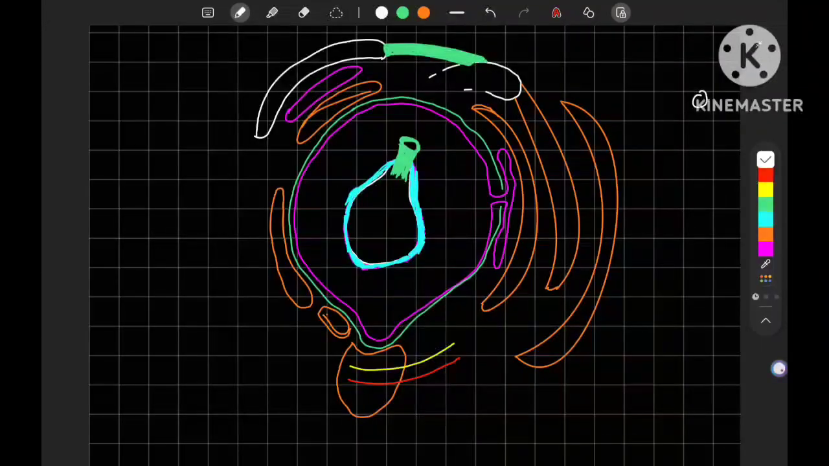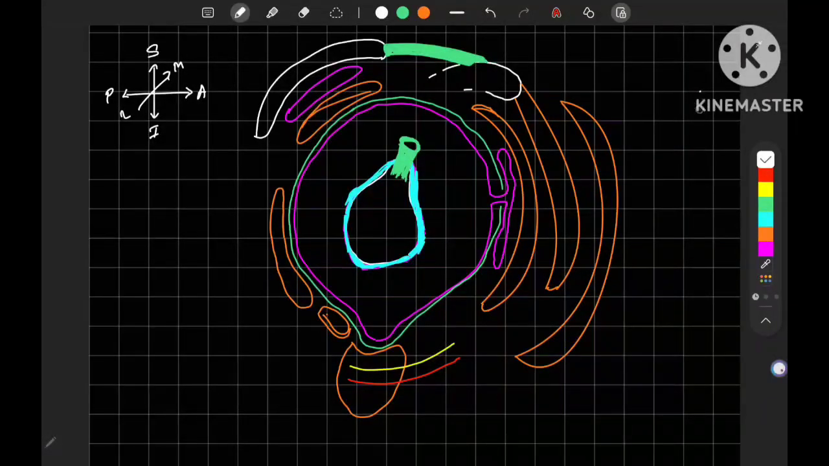Hello guys, this is the picture of the shoulder joint. This is the parasagittal section of the shoulder joint. So let me put the direction: superior, inferior, anterior, and posterior. This is the medial and this is the lateral. So this is all the things.